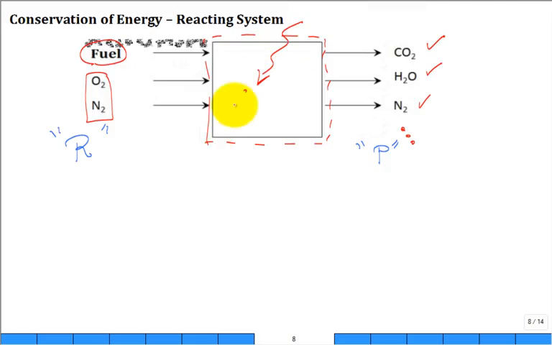What is that? Energy transfer by heat transfer. Sometimes you get this going out of the system. Energy transfer by work out of the control volume. And then you have energy transfer with mass flow. The reactants come in. What do they carry with it?